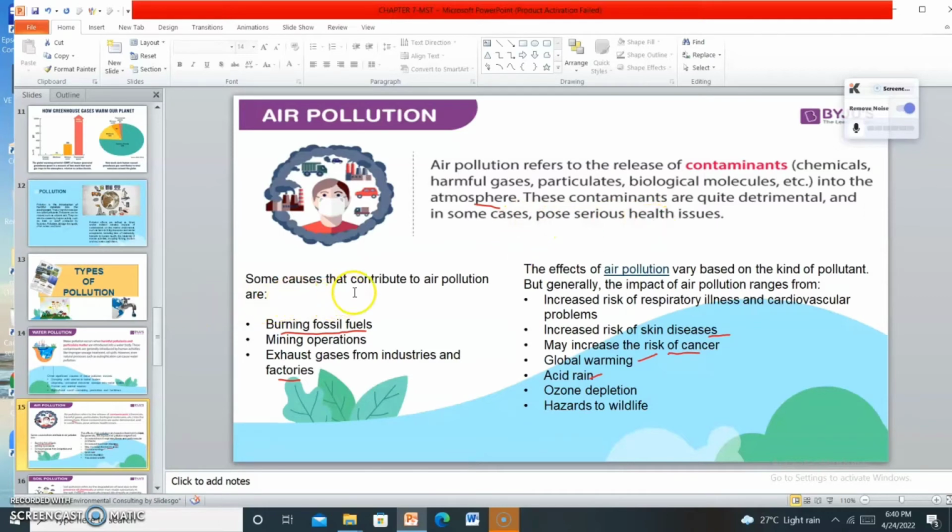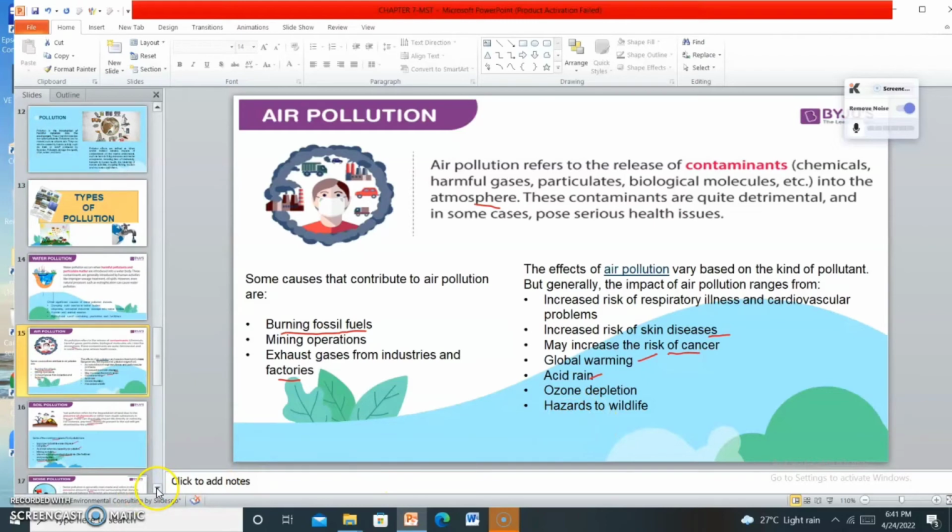Some causes that contribute to air pollution are, first, the burning of fossil fuel, mining operations, and exhaust gases from industrial factories. Other effects of air pollution are increased risk of respiratory illness and cardiovascular disease, increased risk of skin disease, may increase the risk of cancer, global warming, acid rain, ozone depletion, and hazard to wildlife. So those are the causes and effects of air pollution.